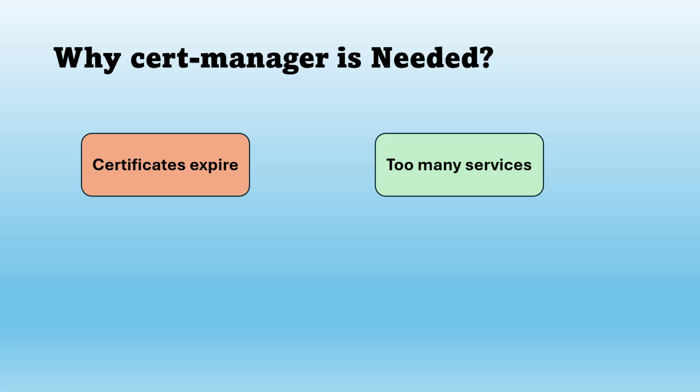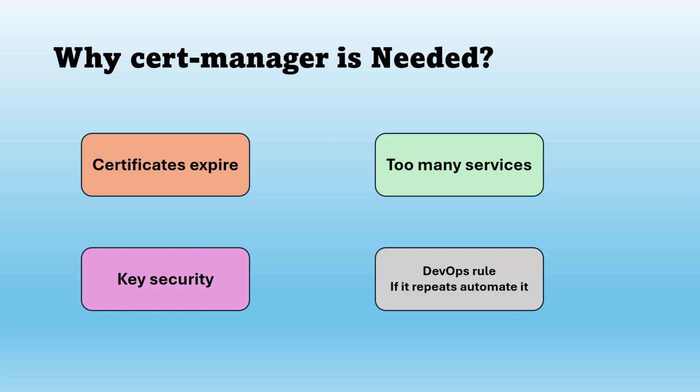Second, scaling becomes impossible. If you have multiple microservices, each with their own hostname, that means multiple certificates. Managing all of them by hand is not a practical solution. Third is security. Manually generating certificates means private keys often sit on local machines, desktops, and laptops, which is not a safe practice. And finally, DevOps rule number 1: if something repeats, automate it.